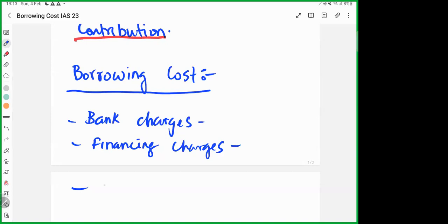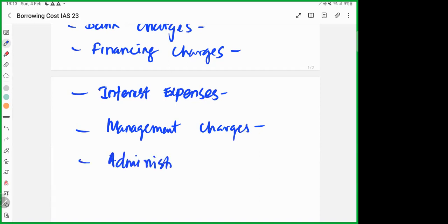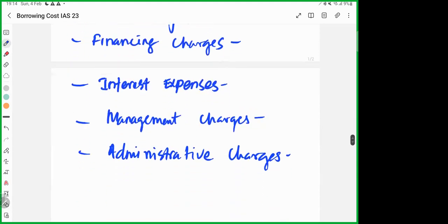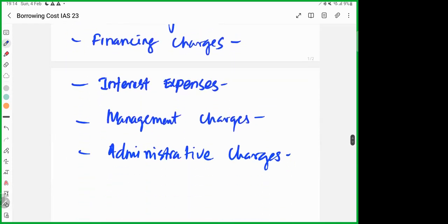Interest. I don't know if it's included in bank charges. Yeah, interest. Any other examples? Management charges, maybe, or administrative charges. That's what we call it. Can we think of any other examples, or is that it? Almost, we covered everything, but we could include something a little more.